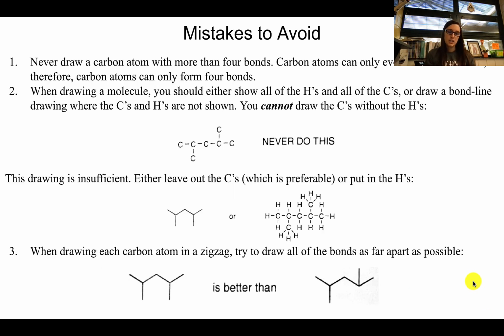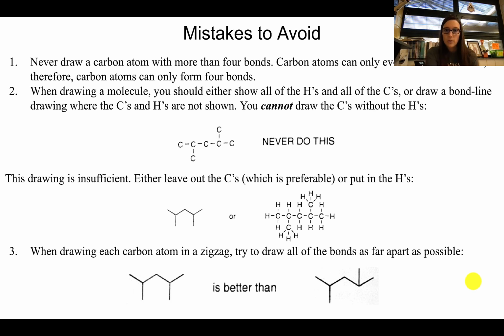So some mistakes to avoid. Never draw a carbon atom with more than 4 bonds. Always double check and make sure that your carbon atom only has 4 bonds because it only has 4 orbitals. So that means that you could have a carbon all single bonded to hydrogens, you could have a carbon with a triple bond and a single bond, but either way it needs 4 bonds.